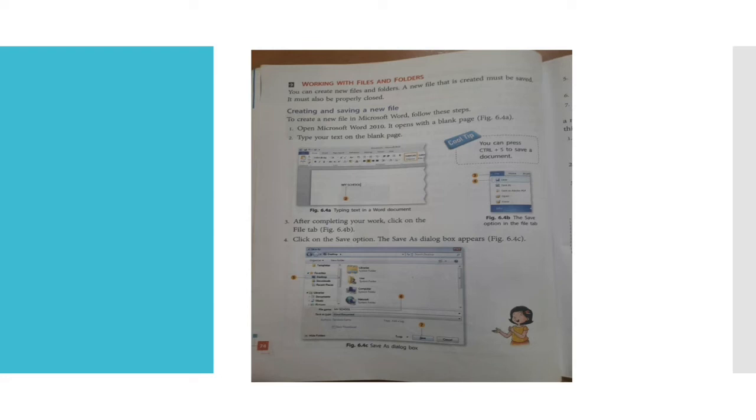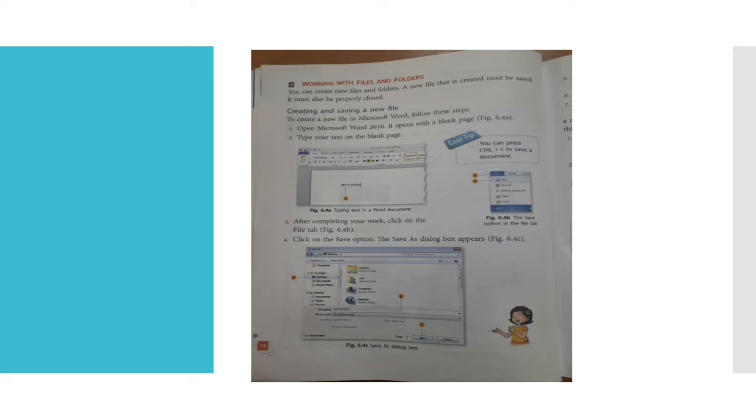Then after completing your work, click on the file tab. Now click on the save option. The save as dialog box appears. Can you see there is, at the top right side, the small one, save is there now. There we have to save the file. Down, can you see that it is the desktop. That file is saved in the desktop.